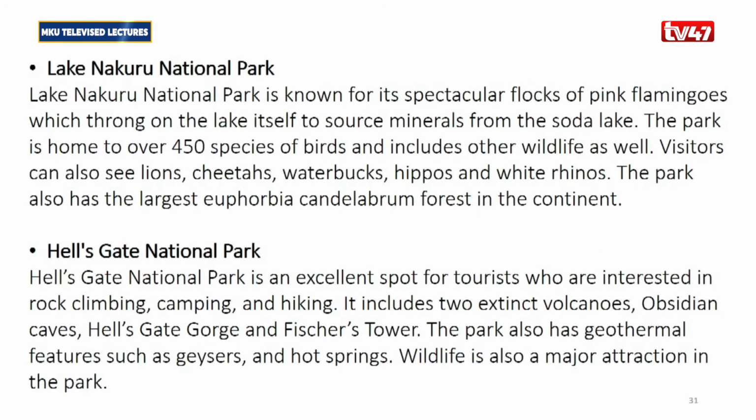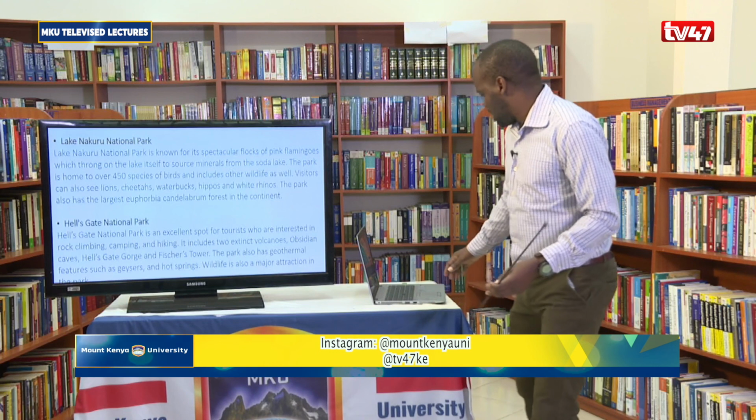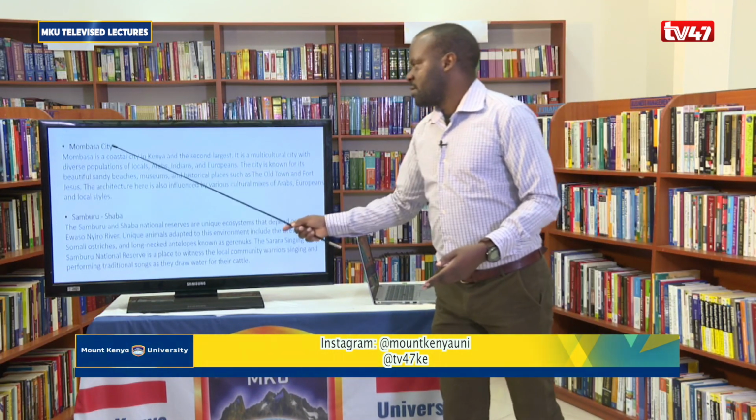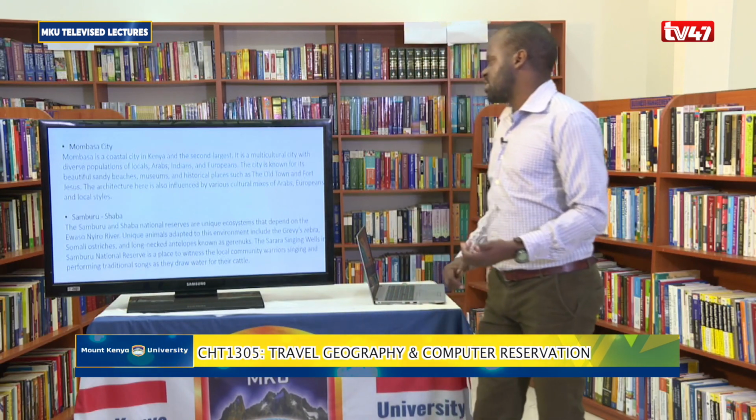Talk about the delicate Euphorbia candelabra forest, which today is facing a very serious threat in conservation. Hell's Gate, rock climbing. Talk about the gorges from Fischer's Tower. Those are the examples from there. And then it's also a place where we find the endangered Lammergeier, a bird that belongs to the vulture family.